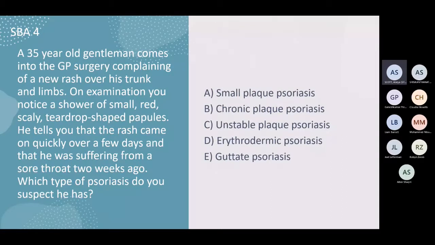So next SBA, a 35-year-old gentleman comes into the GP surgery complaining of a new rash over his trunk and limbs. On examination, you notice a shower of small, red, scaly, teardrop-shaped papules. He tells you that the rash came on quickly over a few days and that he was suffering from a sore throat 2 weeks ago. Which type of psoriasis do you suspect that he has? So A, small plaque psoriasis, B, chronic plaque psoriasis, C, unstable plaque psoriasis, D, erythrodermic psoriasis, or E, guttate psoriasis.